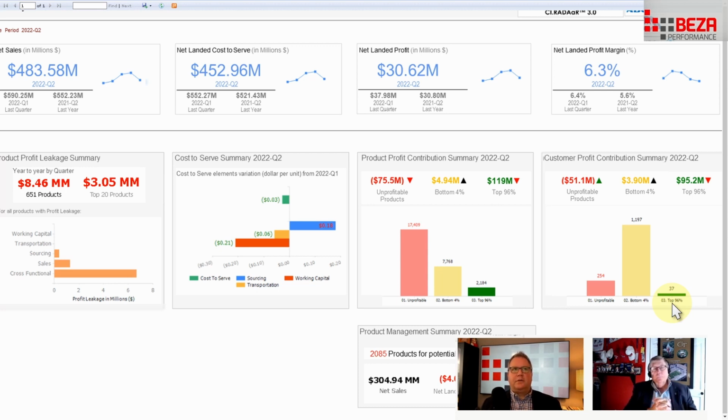Well, I think the one that typically doesn't even show up in a lot of customer profitability analyses, unless you're using this net landed profit approach, is that unprofitable group where you just actually have people that you're losing money by having them as clients.